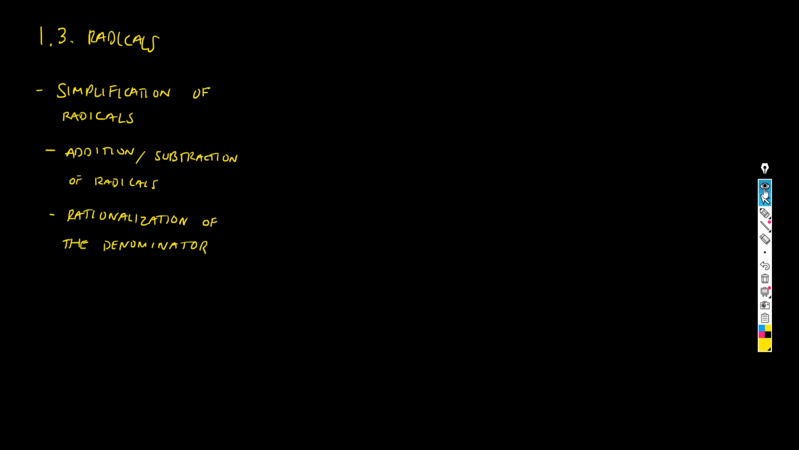Hello guys, welcome to today's lesson in which we're going to talk about the topic 1.3 radicals, radicales. And we're going to look at these three things, which are simplification of radicals, and then addition and subtraction of radicals, and finally something called the rationalization of the denominator. So we're going to see these three things in that order.